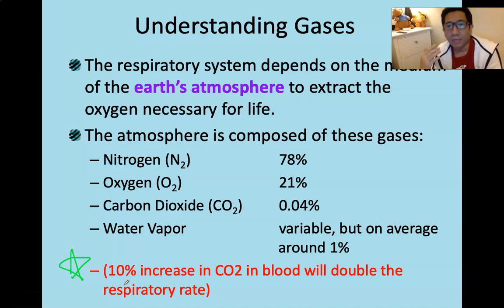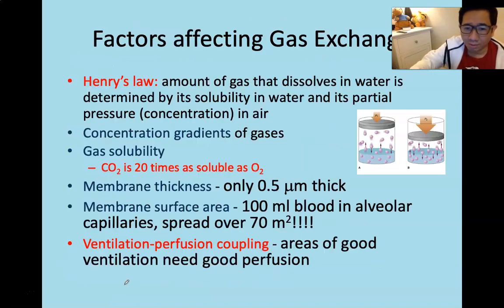What do I mean? Normally people breathe about 12 to 14 breaths per minute. So if you hold your breath for about 30 seconds to 1 minute, you may end up breathing about 24 breaths per minute. So you could double your respiratory rate.